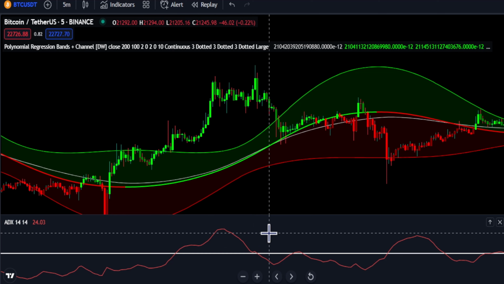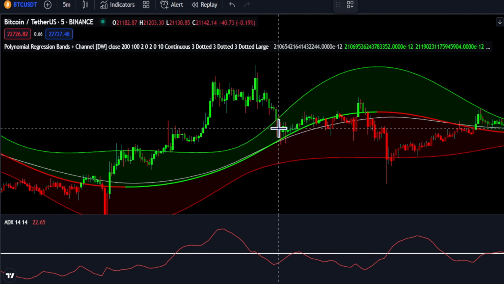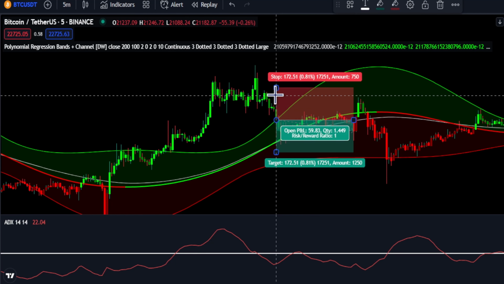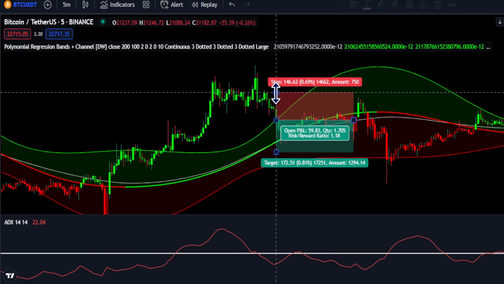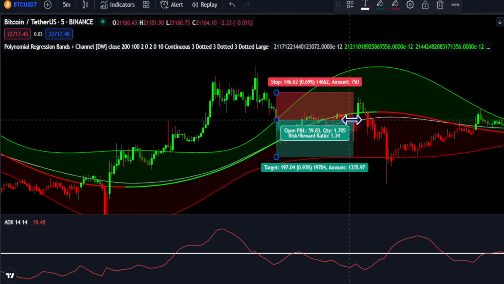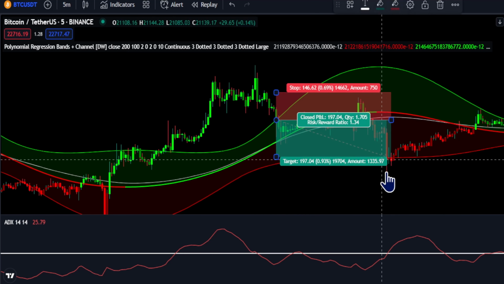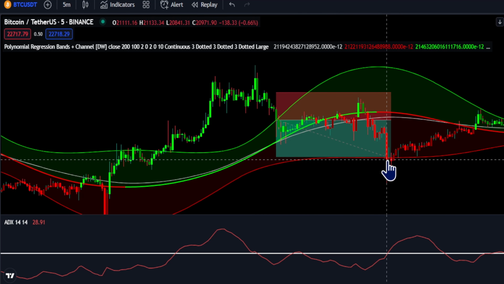Once all the conditions have been met, we will now enter a position. We will place our stop loss at the recent swing high. We will put the take profit at the recent swing low or when the price reaches the lower band again. As you can see, the trade was profitable.